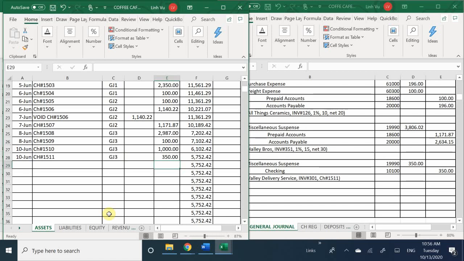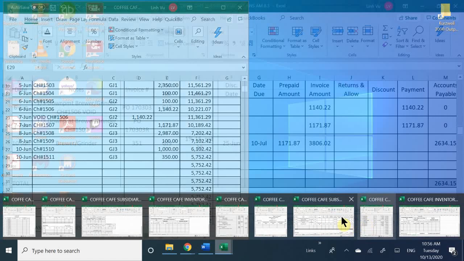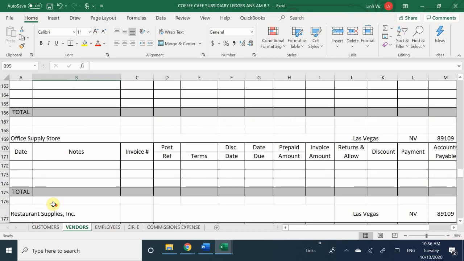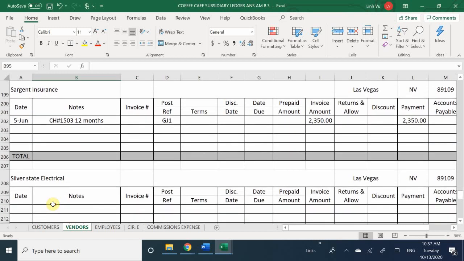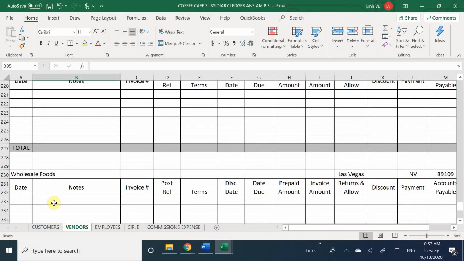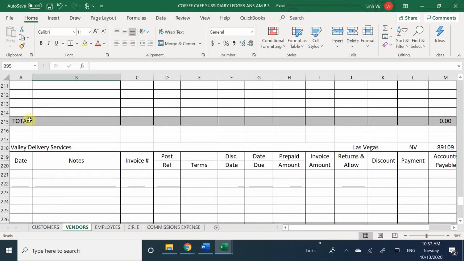Okay. And now let's go to our subsidiary ledger, because we can't forget about them, right? What if we had a problem with this delivery service? We want to make sure that we keep track of it. So down in my vendors, I'm going to locate where my Valley Delivery Services is. So here, Valley Delivery Services, June 10.